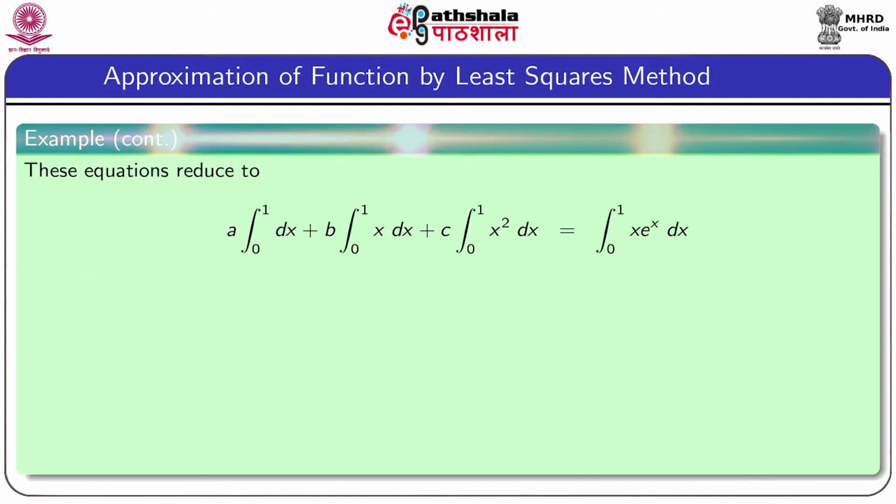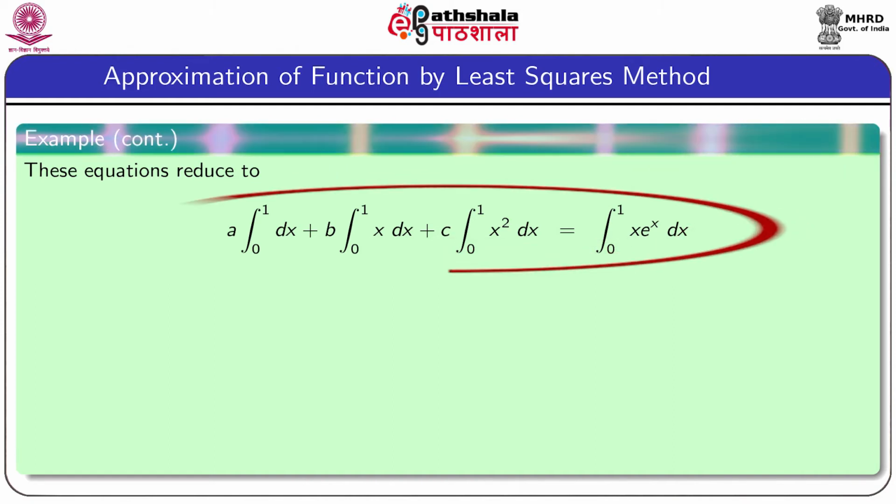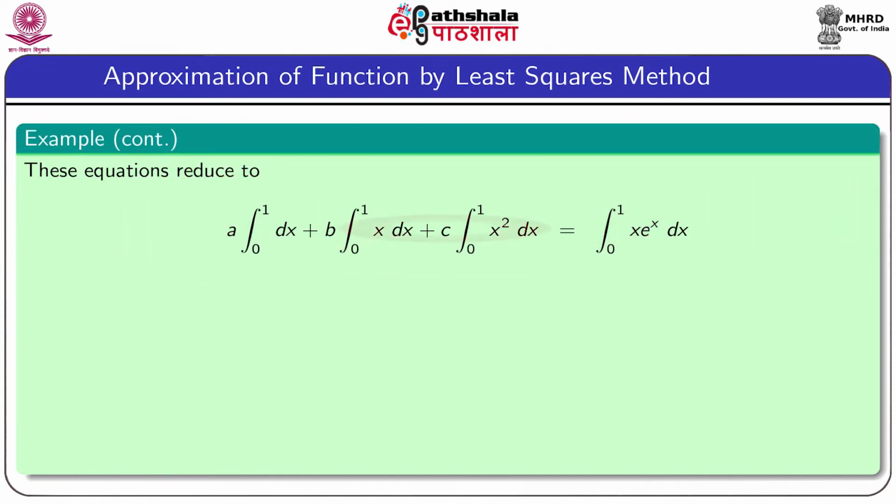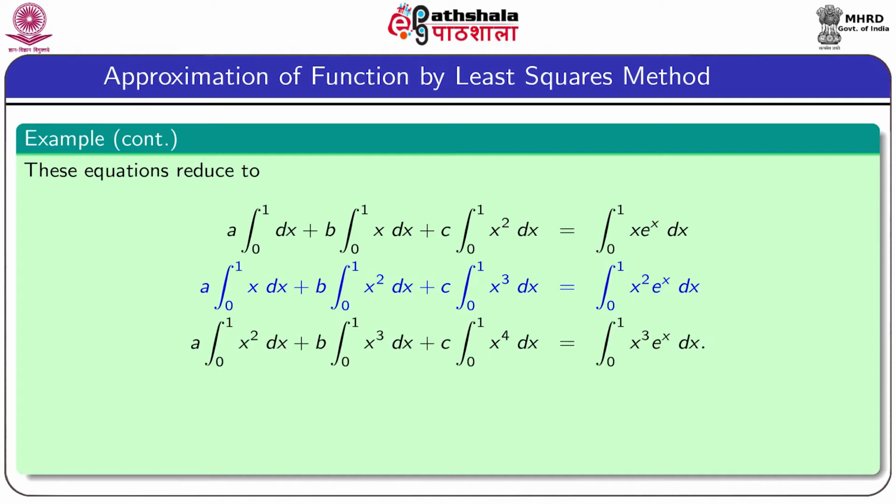So, these are the three normal equations. After simplification, that means by term by term integration, the first normal equation is transformed to a times the integral from 0 to 1 of dx plus b times the integral from 0 to 1 of x dx plus c times the integral from 0 to 1 of x² dx equal to the integral from 0 to 1 of x e^x dx. This is the second normal equation and this is the third normal equation.